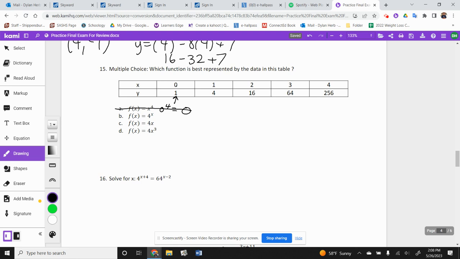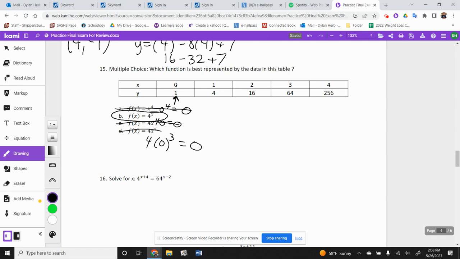Actually, I think B is the answer, so I could kind of go through and prove that the other two are wrong. So C, if you plug a 0 in for x, you get 4 times 0. That is 0. It says that if I plug a 0 in, I should get 1, so that's not true. And the same thing happens in part D. So 4 times 0 to the 3rd is 0. And again, this tells me it should be 1, so it's not D. So actually, B is the only one in which the first point's even going to work.